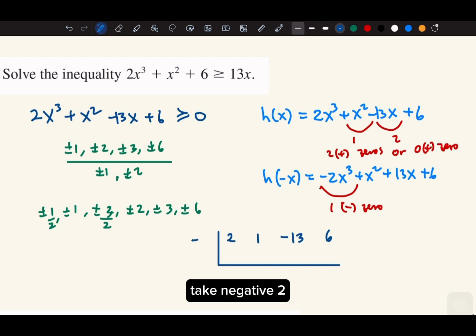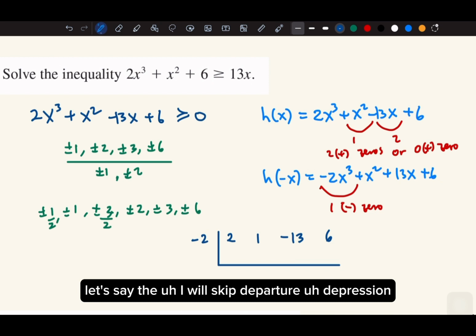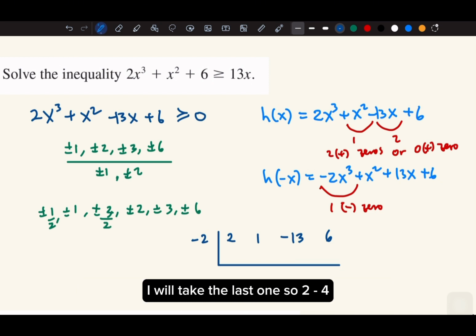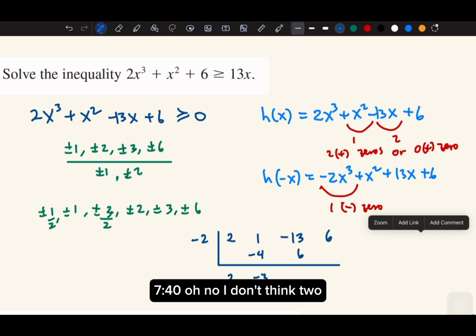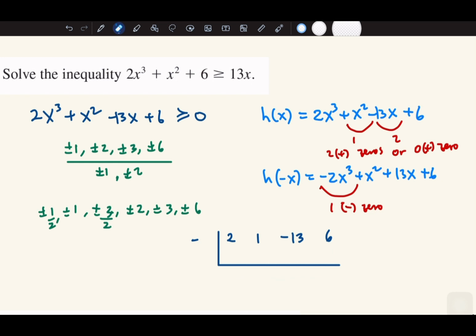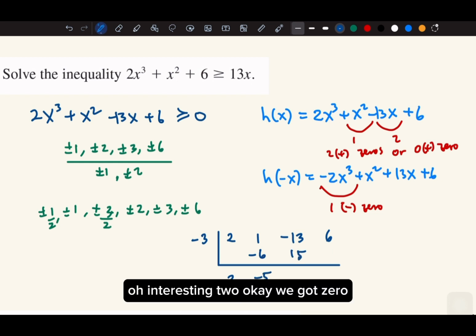Take negative 2. Let's say, I will skip the partial fraction. I will make them last one. So 2, negative 4, 6. This will be what? 7, 40. Oh no, I don't think 2. Let's say 3. Oh, interesting, 2. Okay, we got 0.